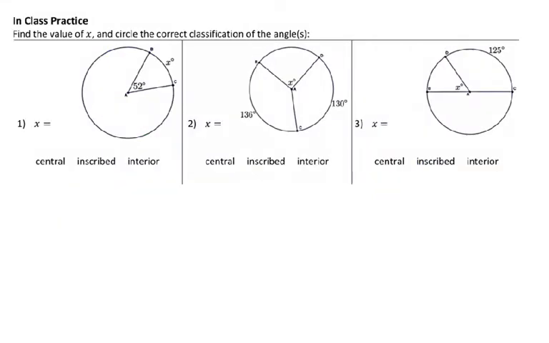Okay, we're going to move into some other practices. First of all, we're going to find the value of x and also classify the angle. Is it a central angle, an inscribed angle, an interior angle? Let's go ahead and do all the classifying first. So numbers 1, 2, and 3, circle the word for which type of angle is being shown in the picture.